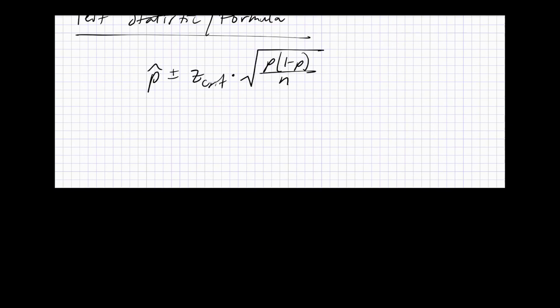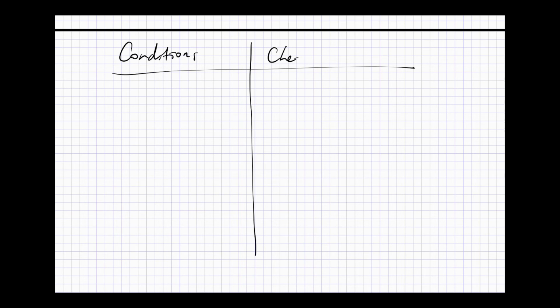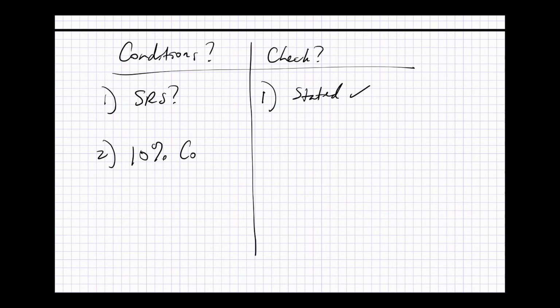Okay. Next one is conditions, assumptions. Okay, so this is proportions. So simple random sample. How did they get the 450 people? Stated. Next one is the 10% condition.